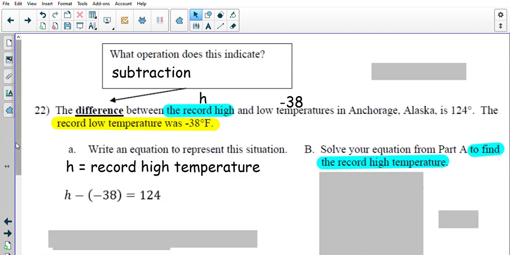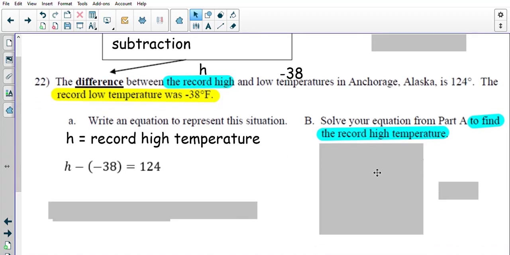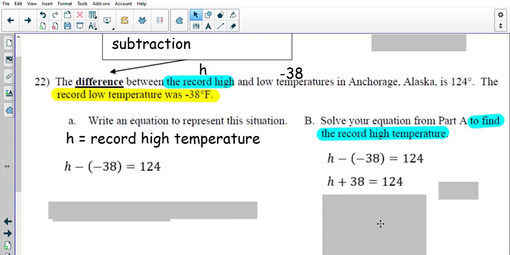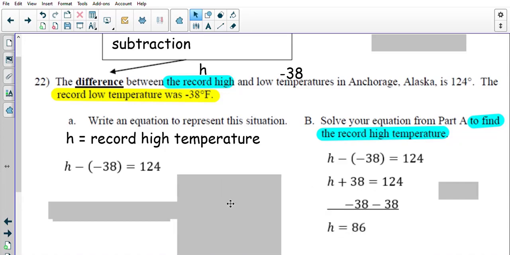Now remember back when we did this before, we did add the opposite in the equation to start. So we would write that as h plus 38 equals 124. The inverse of adding 38 is to subtract 38. So do 124 minus 38 to get 86 degrees Fahrenheit. So that's our record high temperature.